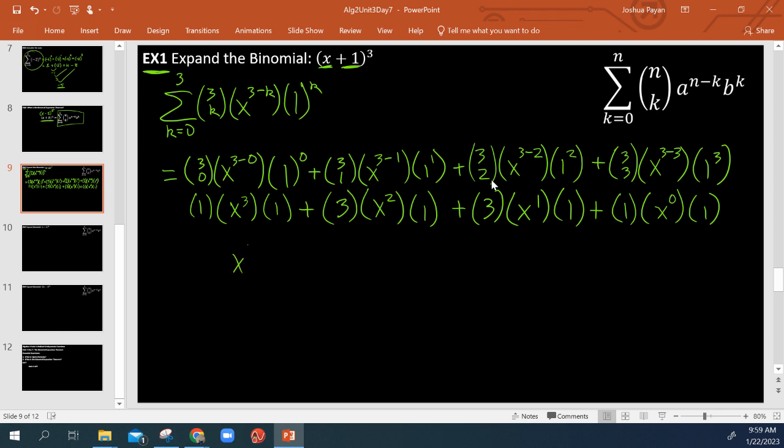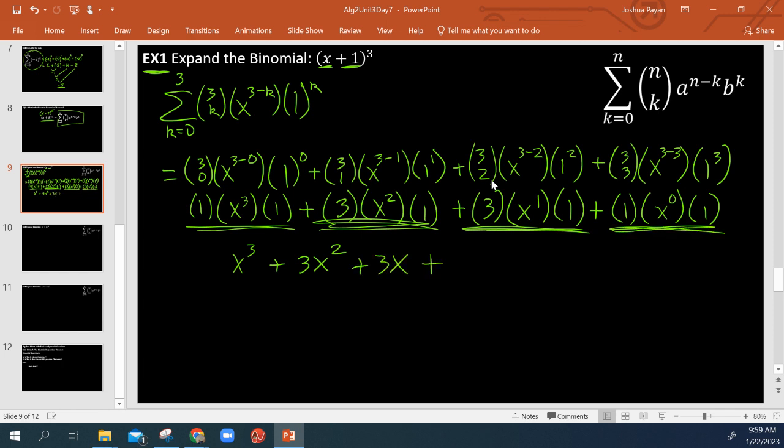So here we've got x cubed plus 3x squared plus 3x. And x to the 0, anything to the 0 is simply 1. So x plus 1 all to the third power simply equals x cubed plus 3x squared plus 3x plus 1.